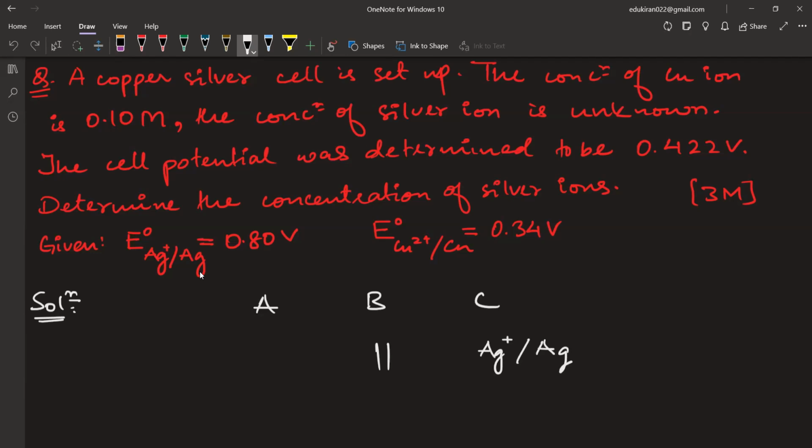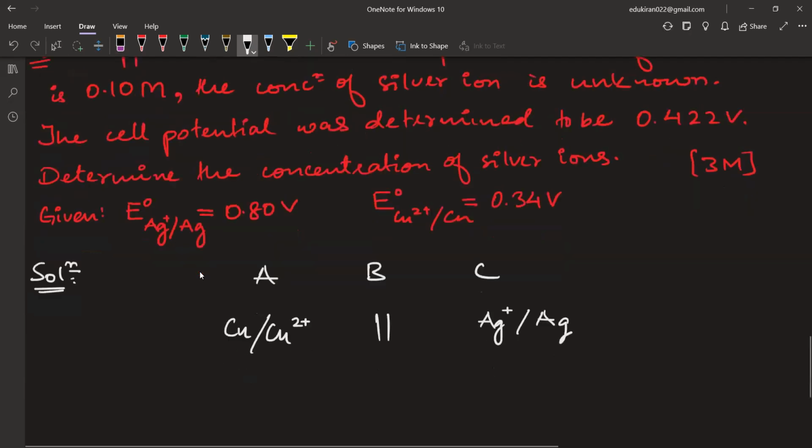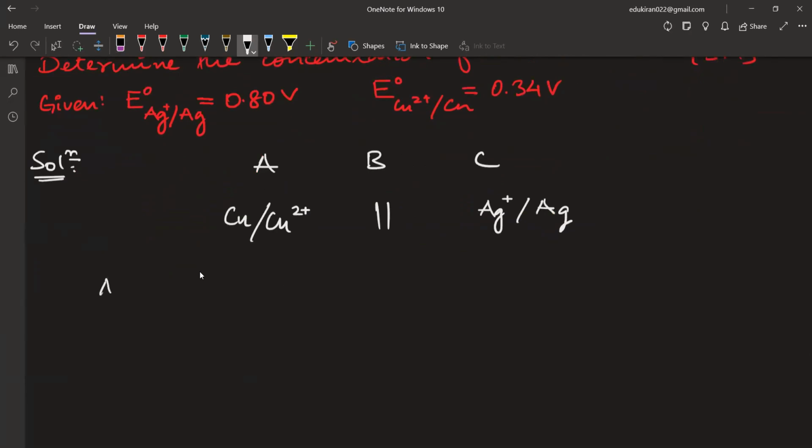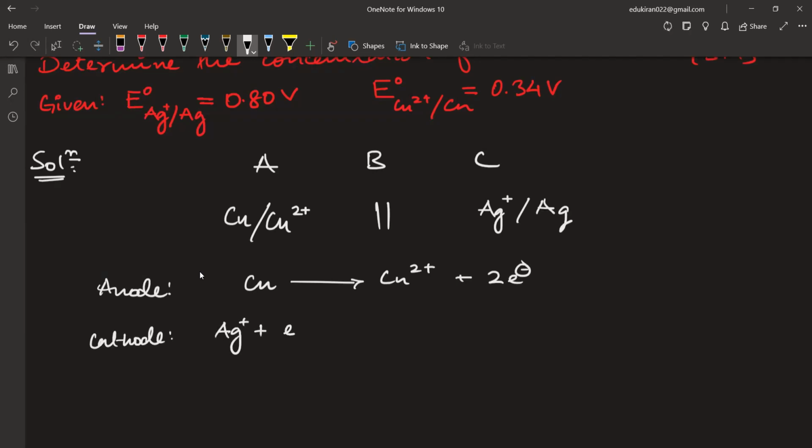So what will come here? You will have copper to copper 2 plus. Now I will write the reaction like this. Anode: copper gives copper 2 plus and 2 electrons. Now what do you have in the cathode? You have Ag plus, and 1 electron is going to give you Ag.